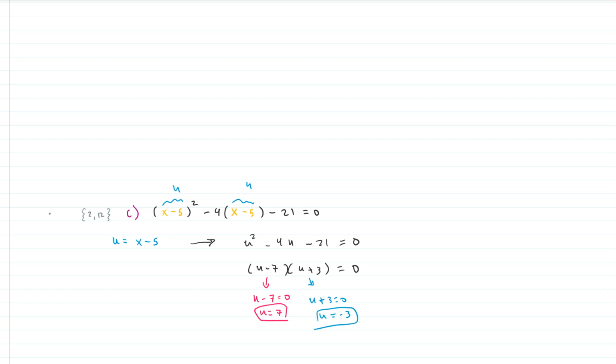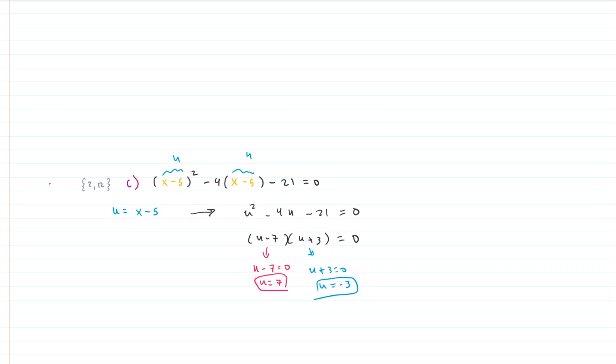So we have our two u's that we've just solved for, but our original problem is not in u, it's in x. So we have to convert back to x's. So let's do that. Let's convert back. We had u equals 7. We know u really equals, what does u equal? Let's remind ourselves. u equals x minus 5. So instead of u there, we're going to have to put x minus 5 equals 7. And then we solve for x.